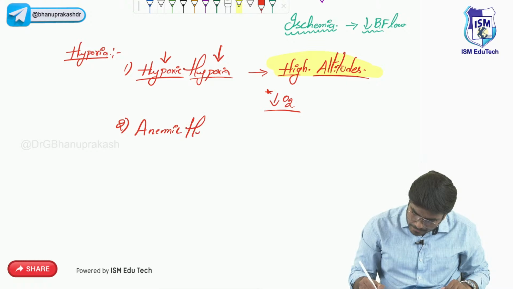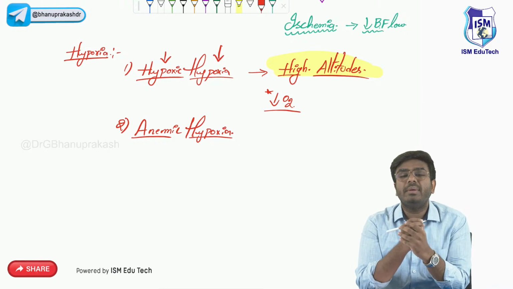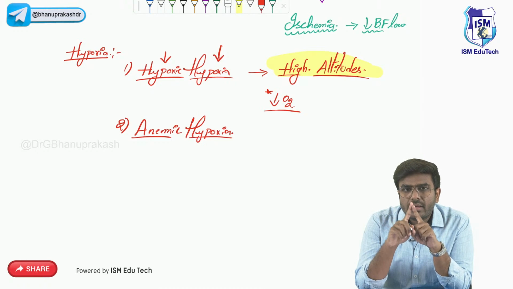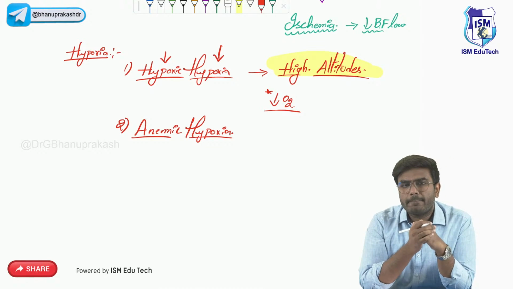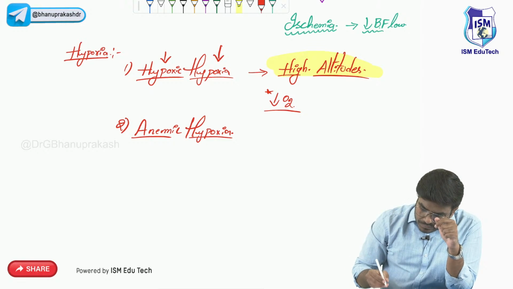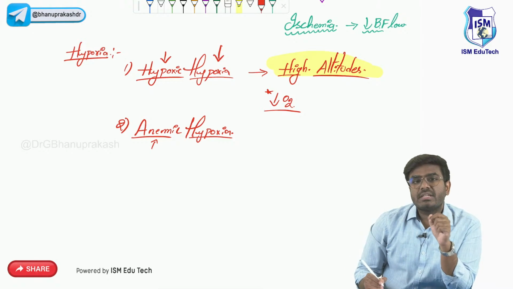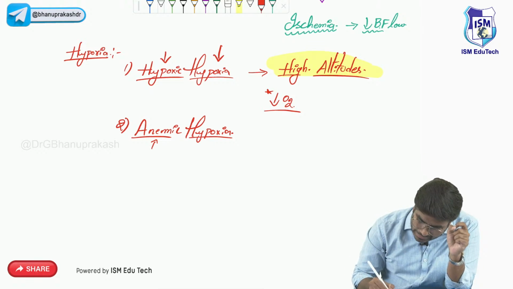Anemic hypoxia. So what exactly do we mean by anemic hypoxia? See, outside oxygen is absolutely normal. There is no problem with the oxygen in the environment. And here the problem is, in this condition, anemic hypoxia, the problem is anemia.